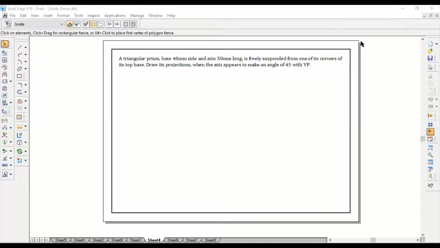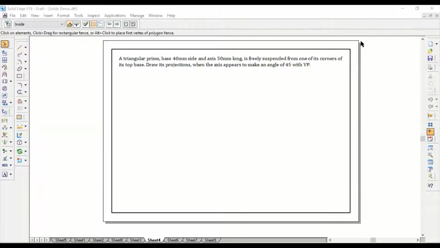Hello, everybody. Welcome to the last video in dealing with projections of solids on the software platform. Here, we're going to deal with a triangular prism of base 40 millimeters and axis 50 millimeters that is freely suspended from one of its corners of the top base. Draw its projections when the axis appears to make an angle of 45 degrees to the VP.